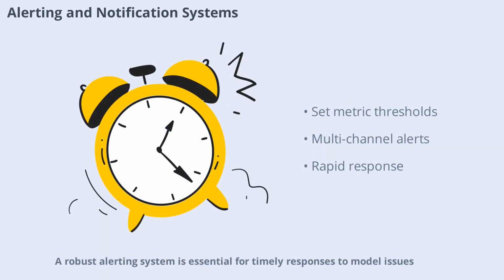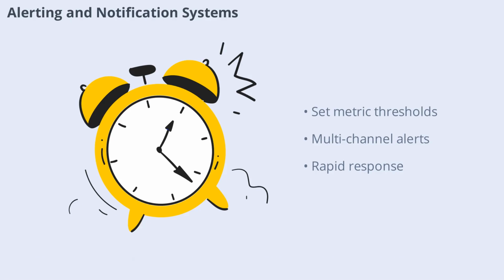A robust alerting system is essential for timely responses to model issues. By configuring thresholds for key metrics, you can trigger notifications when performance drops or anomalies occur. These alerts can be sent via email, messaging platforms, or integrated dashboards. Effective notification systems ensure that the right people are informed quickly, enabling rapid investigation and resolution of problems.